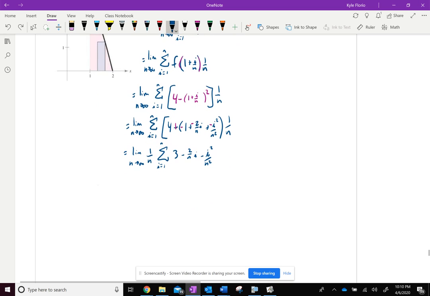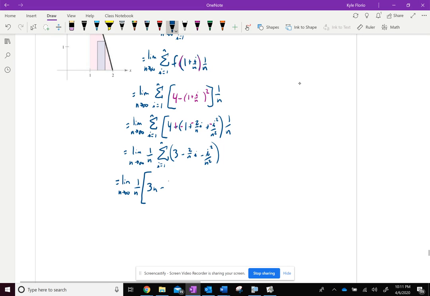And I'm taking the sum of all that. All right, so I'm going to distribute that sum into each of these and use my sum formulas. This is the limit as n goes to infinity of 1 over n times... Okay, so the sum of 3, if I add 3 up n times, that's just 3n.